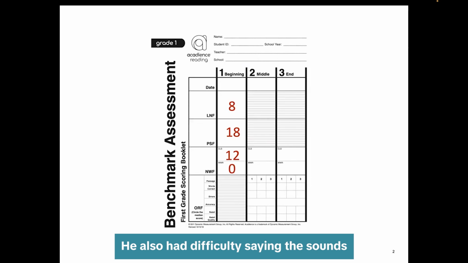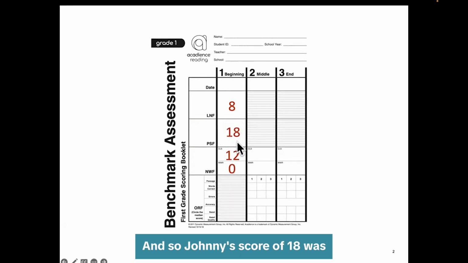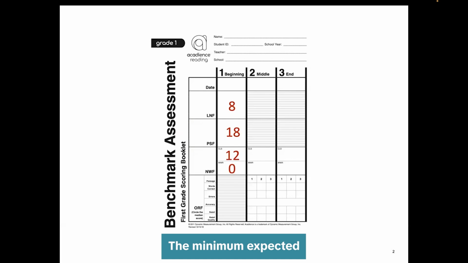He also had difficulty saying the sounds in the words that I spoke. So that was the phoneme segmentation fluency assessment. We want students to score at least 40 on this one. And so Johnny's score of 18 was well below the expectation, the minimum expectation for the beginning of first grade. So this is a concern. This is something that we want to be working on with Johnny, and we want to get on that as soon as possible.